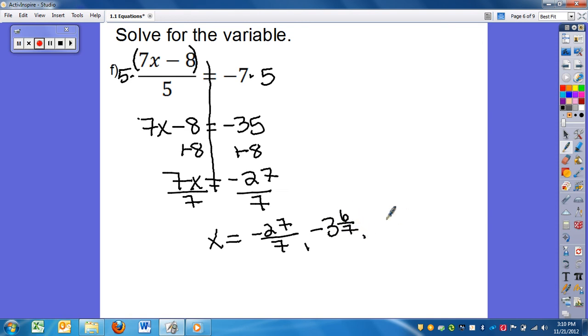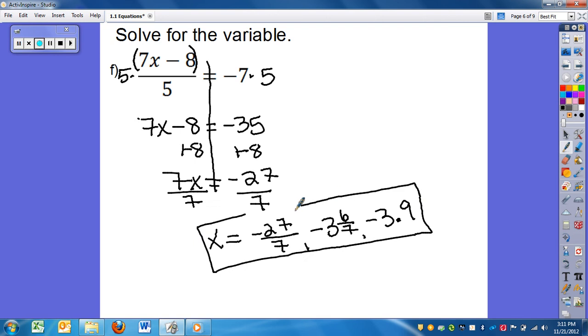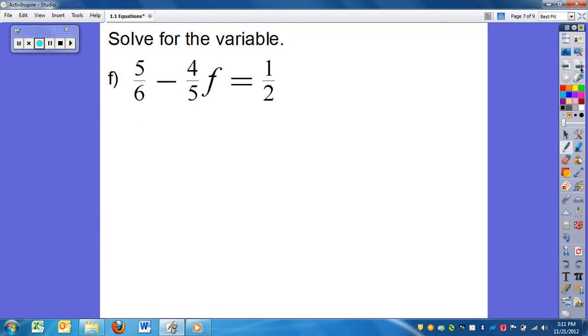Or you can give me the decimal, and then you just need to round to the nearest tenth. I don't need anything beyond that. So in this case, it is 3.857, so 3.9 as my final answer. And get in the habit of circling your answers, so it makes it easier for me to grade and for you to go look back at later on.